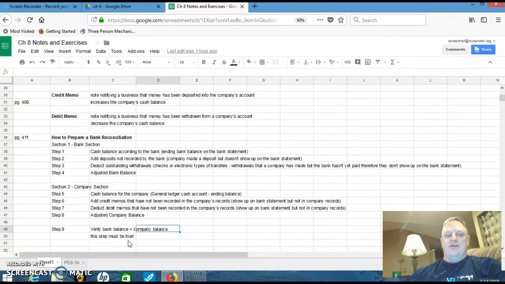That then will give you an adjusted company balance. Again, step 4 must equal step 8. It's imperative that that's true. If it's not true, you need to find your error and mistake.